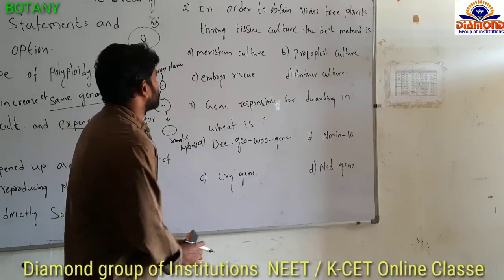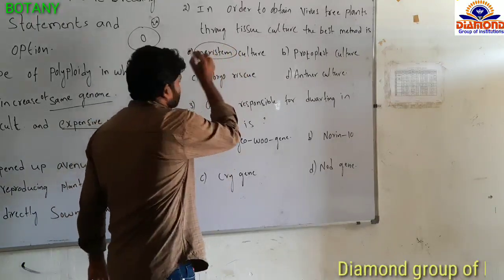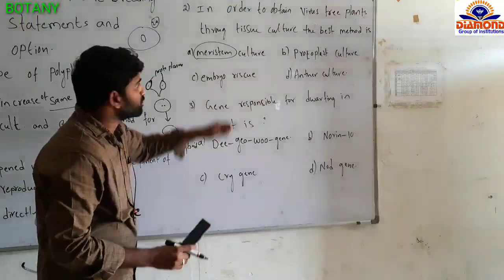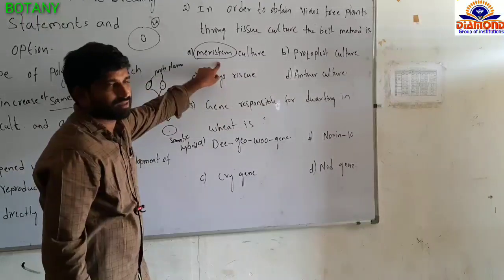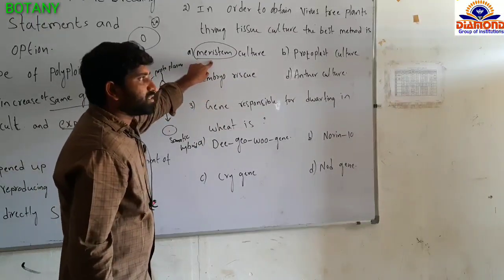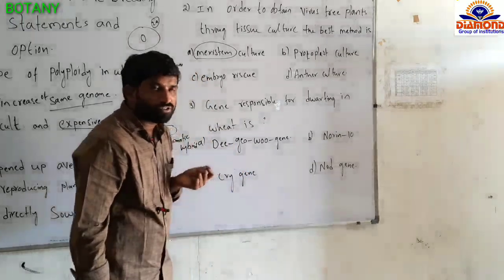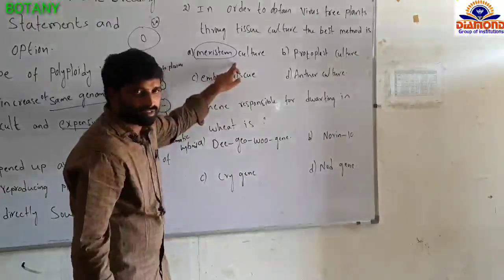Meristem culture, you know, uses meristematic tissue as the explant. Meristematic tissues show continuous production of new cells within a short period of time.